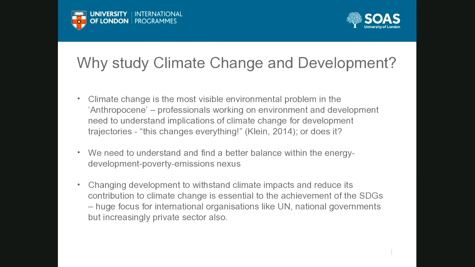That is, we are supposedly out of the Holocene now, which is a stable climatic period which has coincided with the rise of huge civilizations and empires, with the rise of sedentary agriculture, and which has permitted us to a great extent to live in the kind of complex collective ways that we do. We've moved out of this, and humans have become the most important source of environmental change, such that it registers at this geological level. And within that, climate change is the most visible environmental problem. And professionals working on environment and development need to understand its implications for development trajectories.